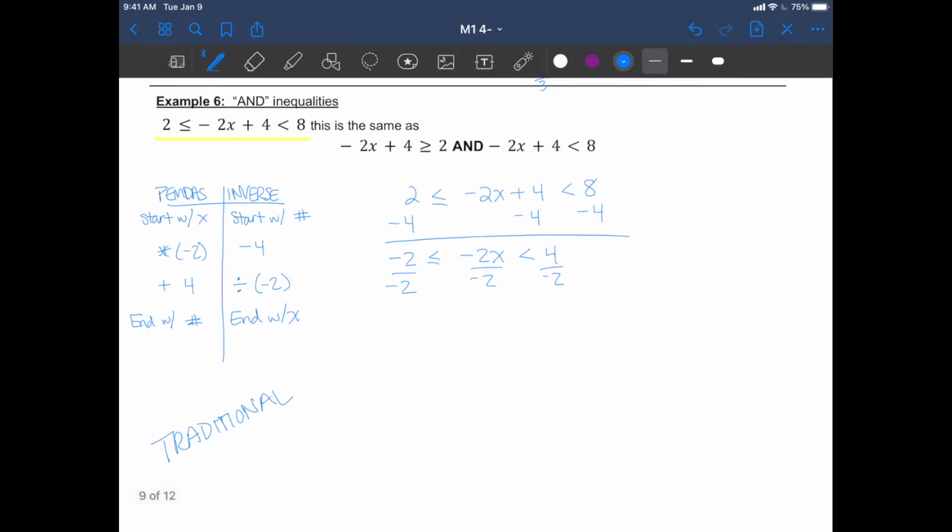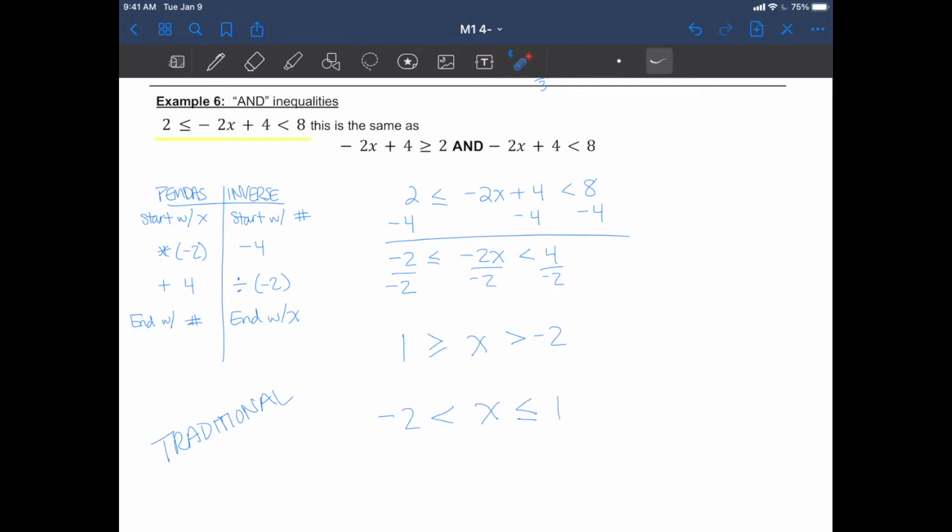So negative 2 divided by negative 2 is 1. I'm going to write greater than or equal to this time. X greater than negative 2. And this is not typically how we write "and" inequalities. We always rearrange. So that means I have to write this first, and then less than x less than or equal to 1.